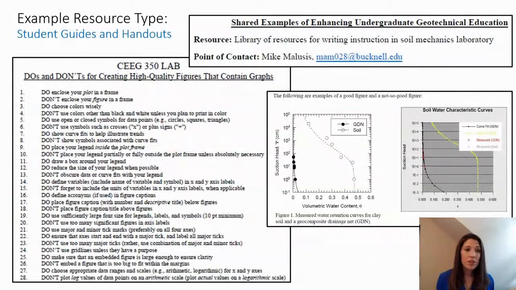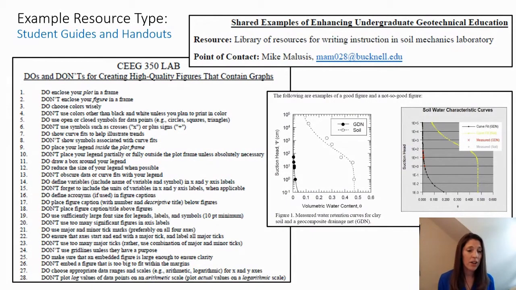The third type of resource are student guides and handouts. So sometimes students may not have been taught to do things like technical report writing, or maybe they just don't have the context for the discipline-specific expectations for geotechnical engineering. So one of the great resources that falls in this category of student guides and handouts is a 14-page handout that was prepared by Dr. Michael Malusis from Bucknell University, providing guidance to students about how to write a technical report that has common acceptable practices for geotechnical engineering and geotechnical journals.